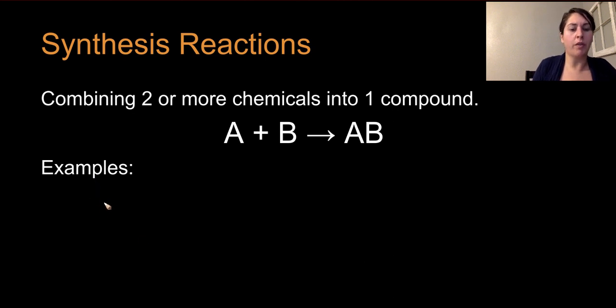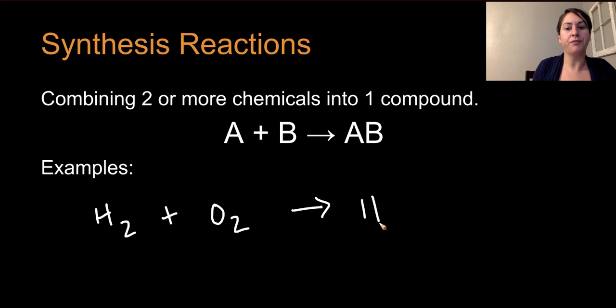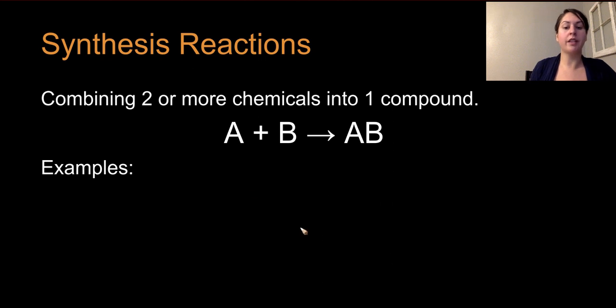So one of them that we've already taken a look at is going to be when we form water. So we take H2 plus O2 and we form H2O. Now remember, whenever we write these, we actually have to go through and balance them. We've balanced this one a couple times already, so we know that we need a 2 here and a 2 here. We can see some other ones.